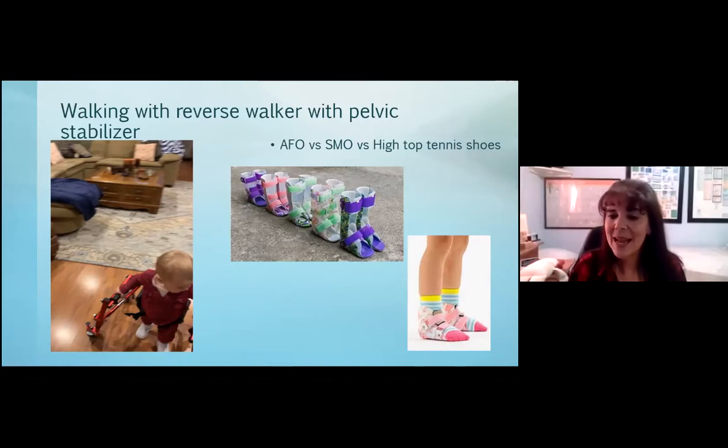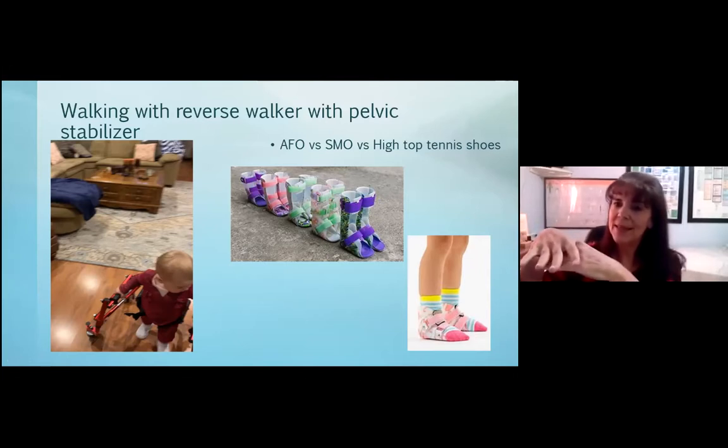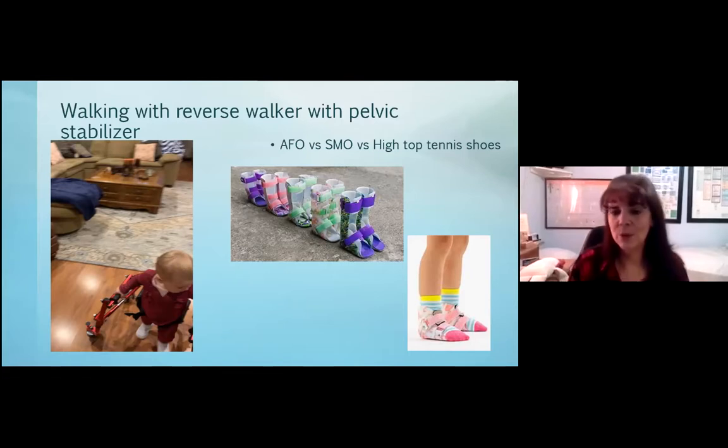What this brace does is it keeps him from pronating. It keeps him from collapsing that arch in. So it holds his arch in place, but allows him to move the muscles that I want him to use in order to be able to walk.